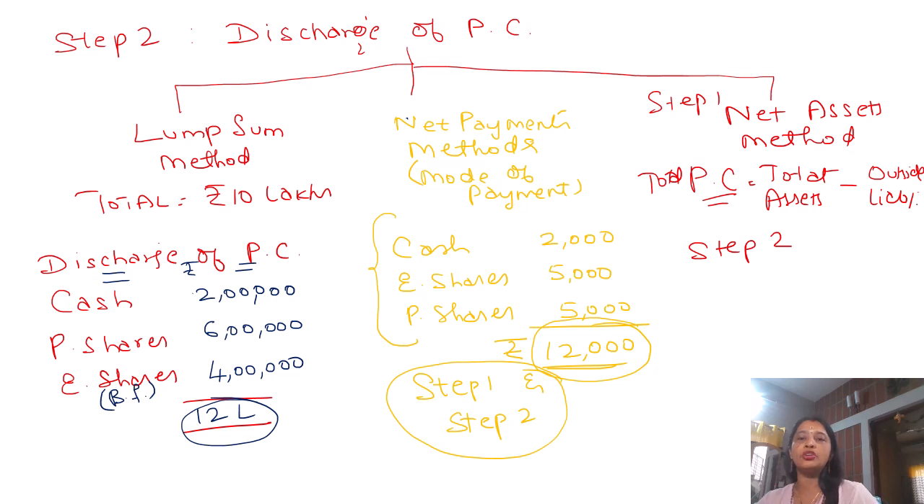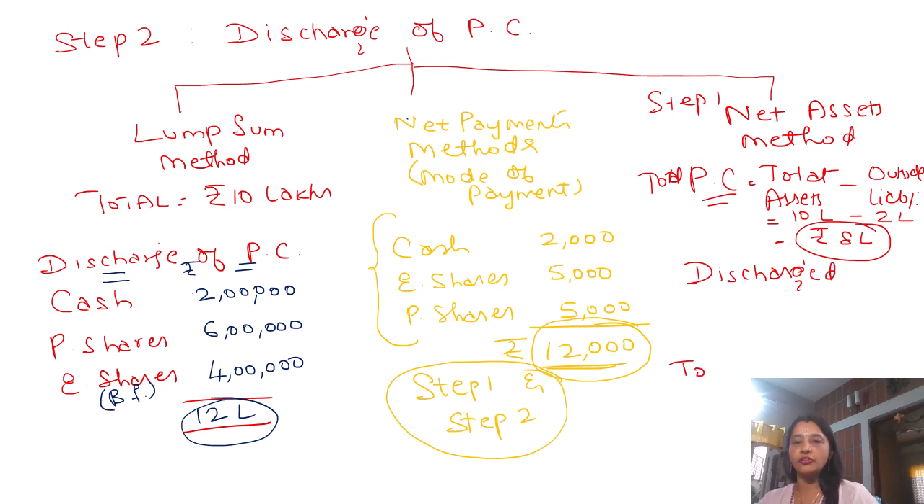Now say for example your total assets were 10 lakhs and your total outside liabilities was say 2 lakhs. How much is the total PC? Total PC is rupees 8 lakhs. Now you know the total. Now we will find out how the total PC was discharged. In the beginning only you will write off total is 8 lakhs.